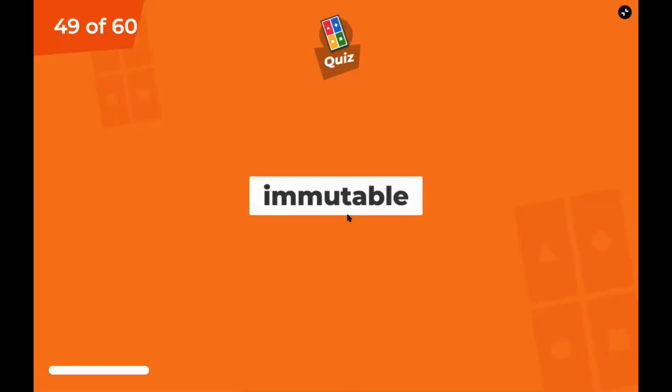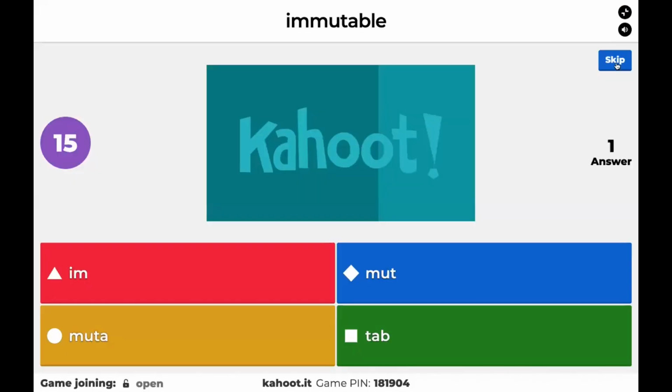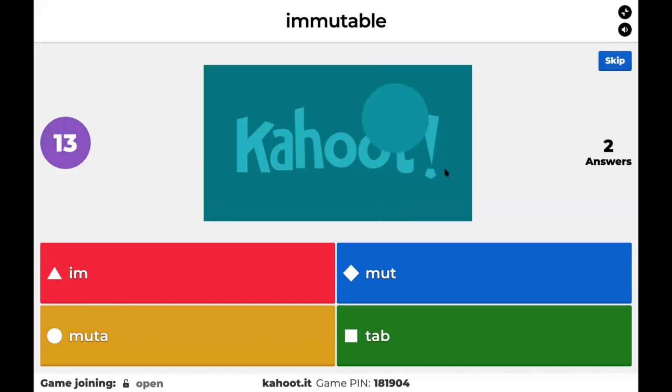Immutable. Got also some lag. Sorry about that. My computer's not on this. All right, immutable. Just gonna make a quick one. Red is in, blue is mute, yellow is muta, and green is tab. All right, that was a lot of lag on that one.